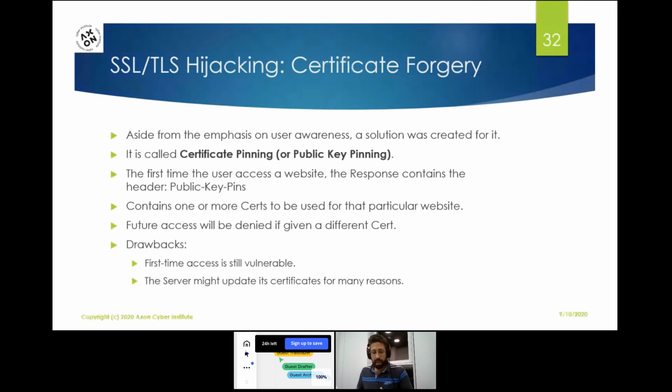Another problem of certificate pinning is, let's say you have pinned a certificate, and later on the server changes its own certificate for some reason. Now, the client will not be able to talk to the legitimate server because the pinned certificate is different from the new certificate. So it causes a lot of problems. That's why certificate pinning is now deprecated. It's not used anymore, and they switched to HSTS.